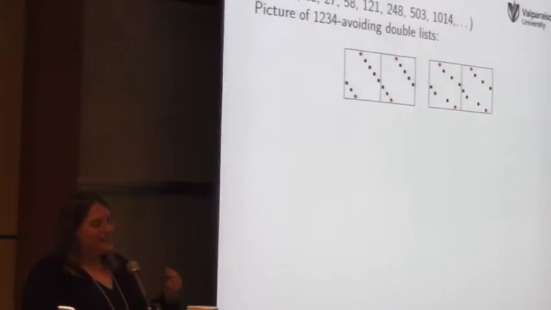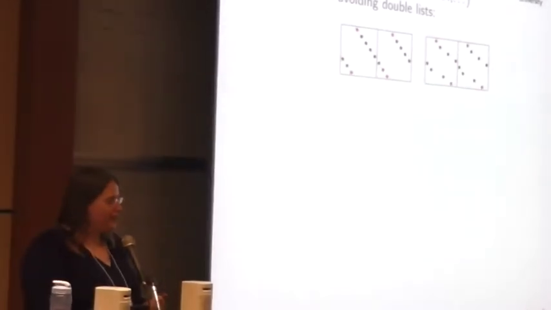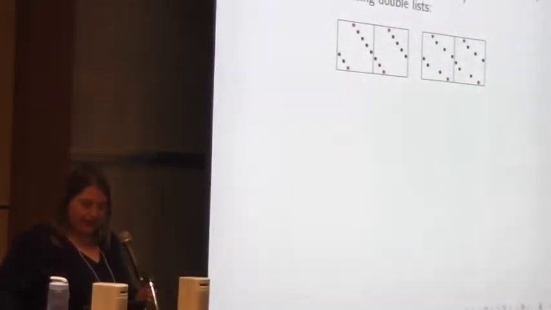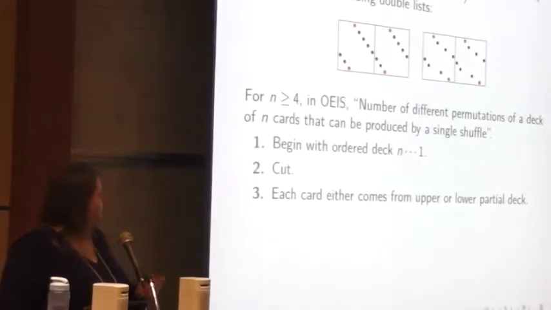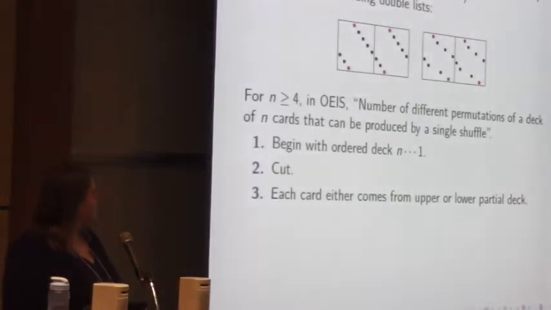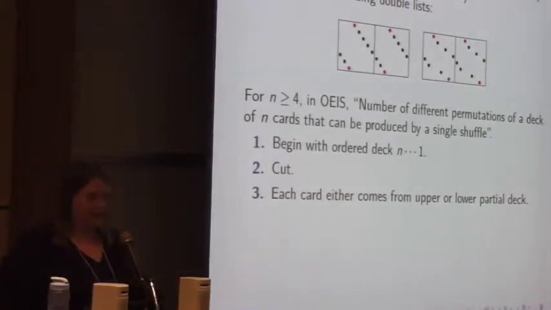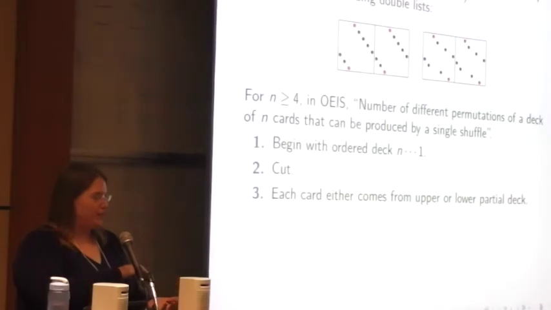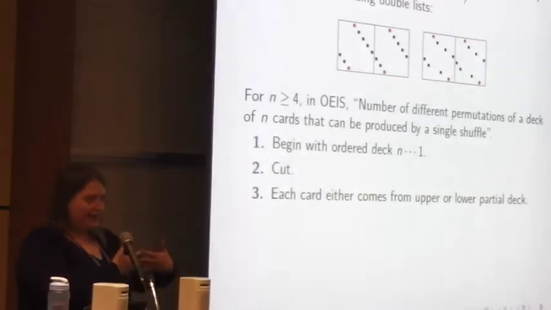However, this is another way I think OEIS makes them stronger. If we search for this sequence, the A number will be on the next slide, but this is one of the first descriptions of this sequence. It's the number of permutations you get from a deck of n cards produced by a single shuffle. So think of your deck with n on the top and 1 on the bottom. You cut it, and then you shuffle them.